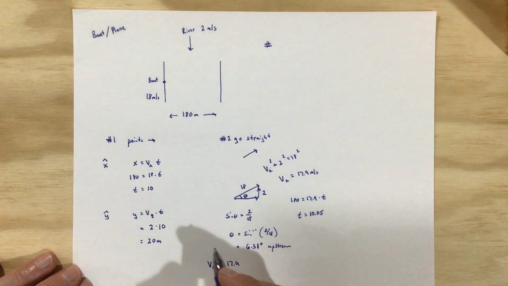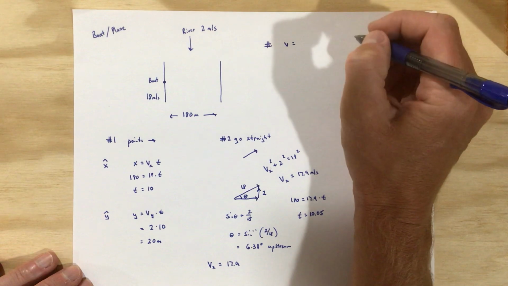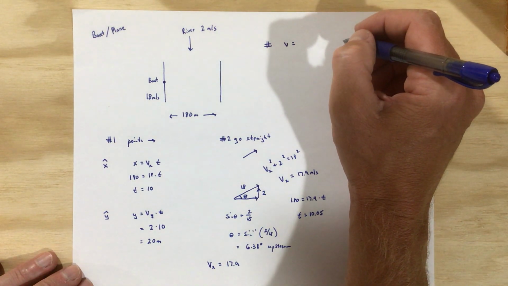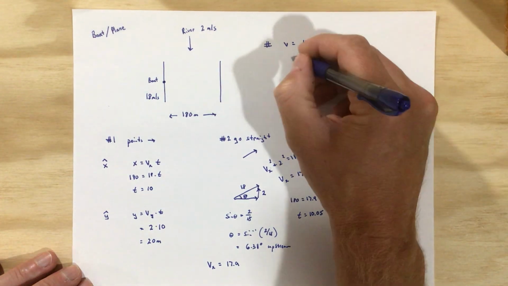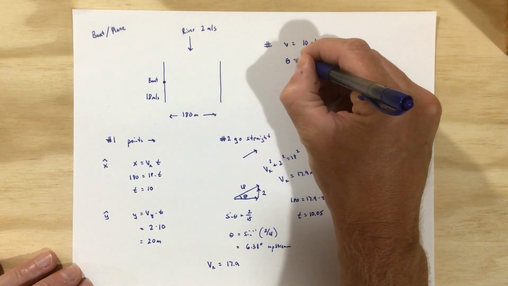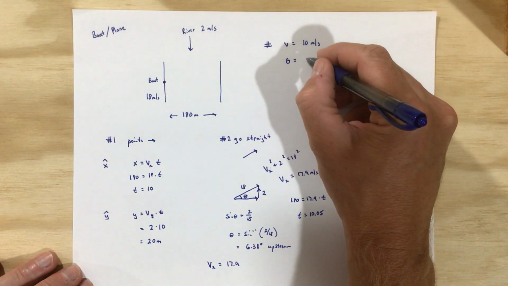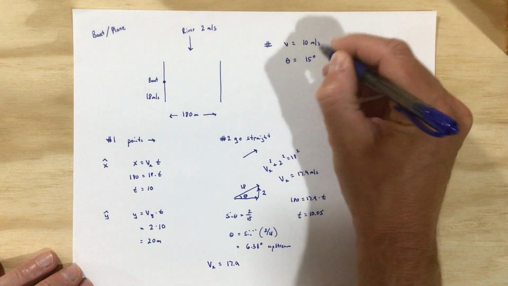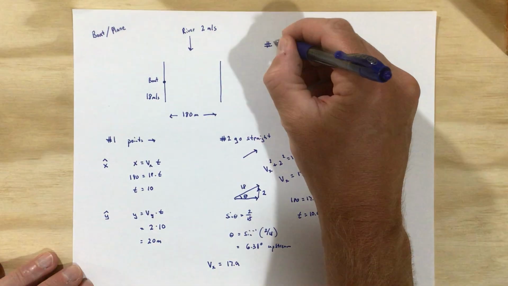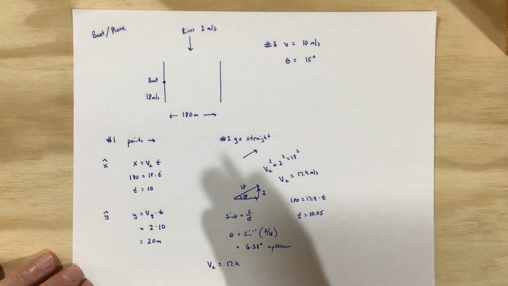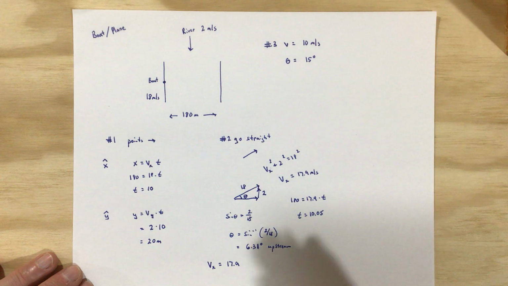Okay, what if I told you that my boat is only going to go 10 meters per second, and I'm going to point upstream at an angle of 15 degrees. Now the question is, what actually happens? Do I go upstream? Do I go downstream? I could actually go straight across. I don't even know. I just made up these numbers.